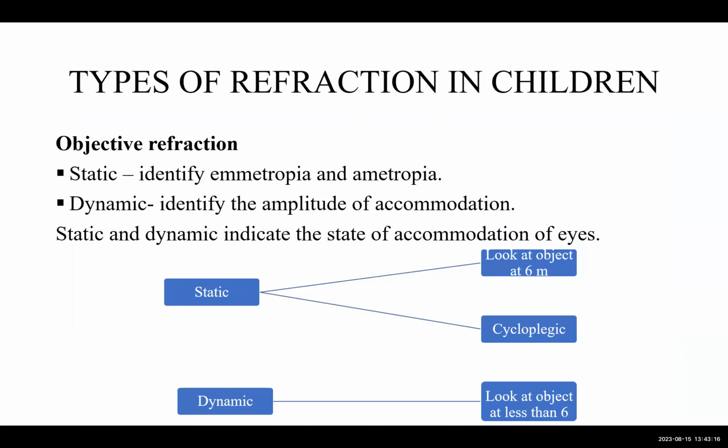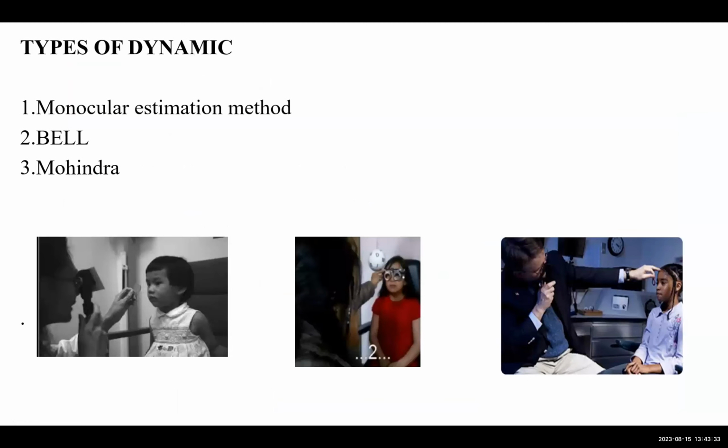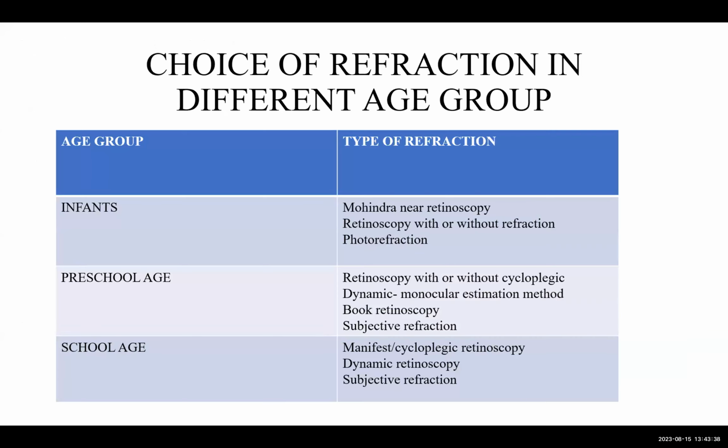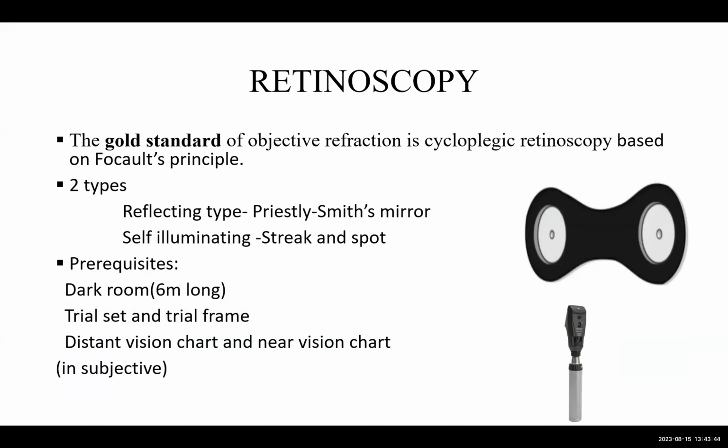The types of refraction in children: in objective refraction, there is static and dynamic. The static and dynamic indicate the state of accommodation of the eyes. In static, we ask the patient to look at an object at 6 meters, or it can be done under cycloplegia. In dynamic, we ask the patient to look at an object at less than 6 meters. The types of dynamic refraction are the monocular estimation method, Bell method, or Mohindra method. These are the choices of refraction in different age groups. But the gold standard of objective refraction is cycloplegic retinoscopy based on Foucault's principle. It is of two types: reflecting type, in which Priestley-Smith's mirror is used, and self-illuminating streak and spot.